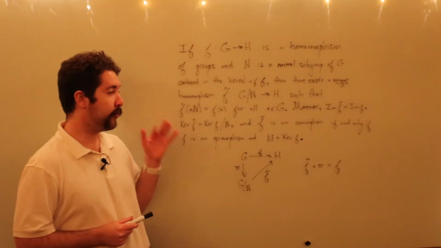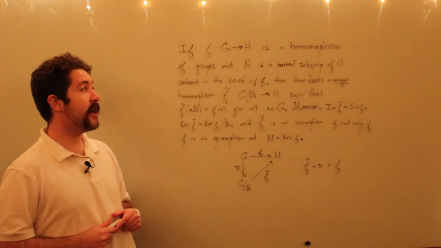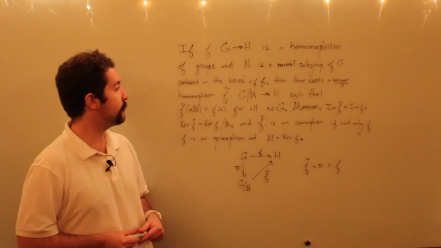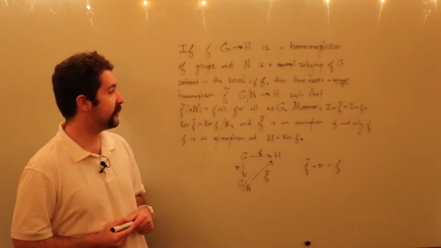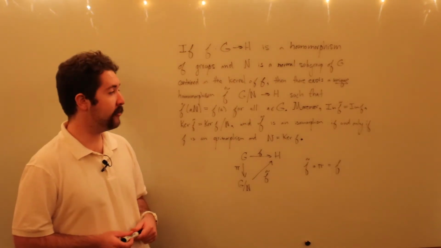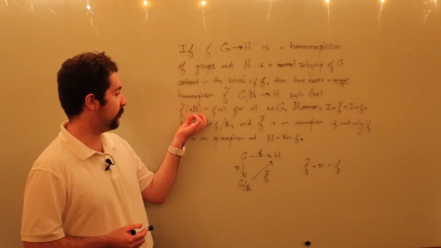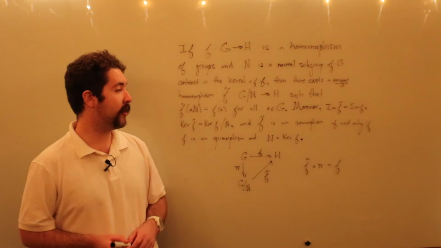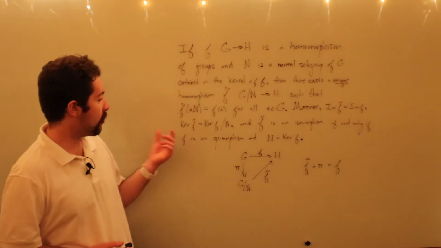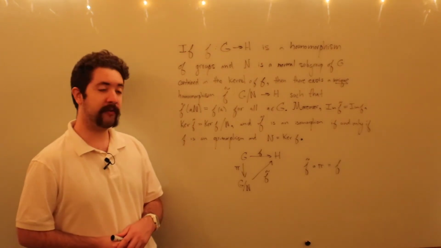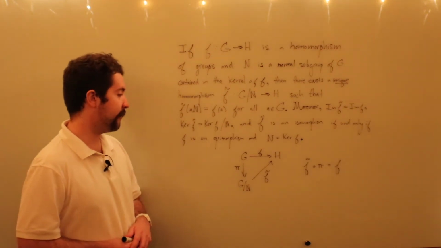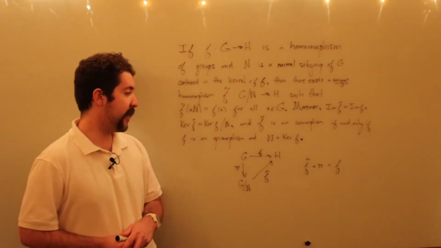So last time we proved this theorem at the end. We said that if F is a group homomorphism of G into H and N is a normal subgroup of G contained in the kernel of F, then there exists a unique homomorphism F tilde from the quotient of G by N to the group H, such that F tilde of the left coset of N in G by A is equal to F of A for all A in the group G. Moreover, the image of F tilde is equal to the image of F. The kernel of F tilde is equal to the quotient of the kernel of F by the normal subgroup N. And F tilde is an isomorphism if and only if F is an epimorphism and N is equal to the kernel of F.